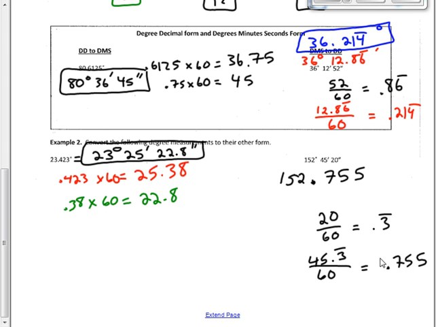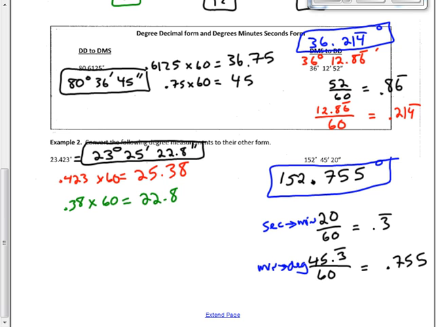Because we took seconds and turned them into minutes. And then we took minutes and turned them into degrees. And that's what we wanted to do. We wanted to turn this into a decimal version of degrees. And so we ended up, throw the degree symbol on there, 152.755 degrees.